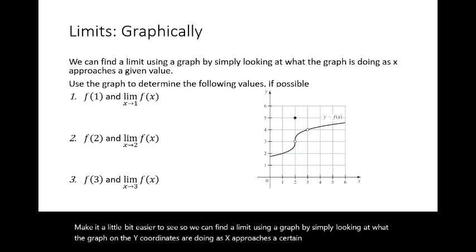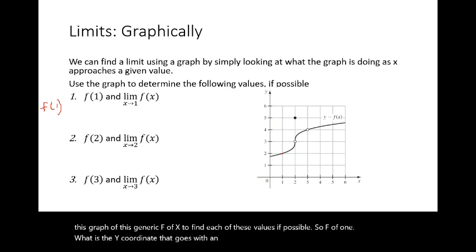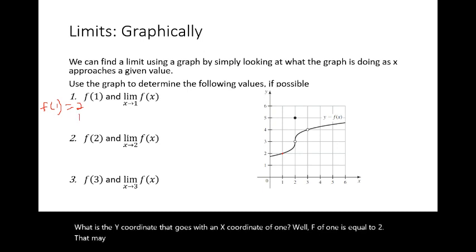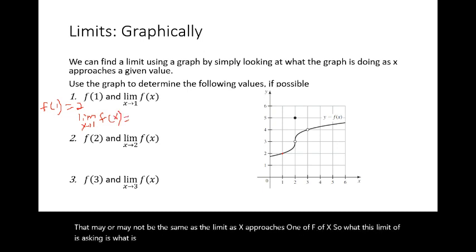So we're going to use this graph of this generic f of x to find each of these values if possible. So f of 1. What is the y-coordinate that goes with an x-coordinate of 1? Well, f of 1 is equal to 2. That may or may not be the same as the limit as x approaches 1 of f of x. So what this limit is asking is, what is the function doing as x gets closer and closer to 1? What are the y-coordinates approaching as x gets closer to 1?